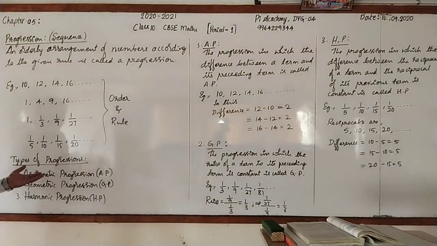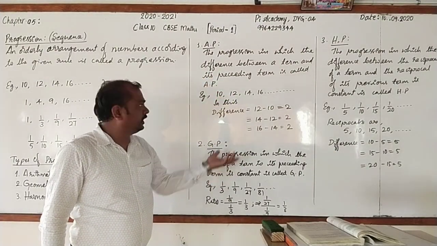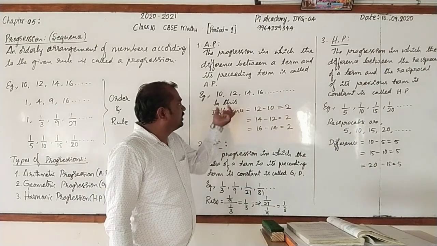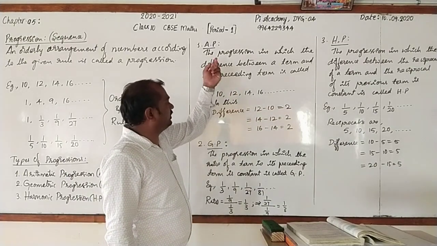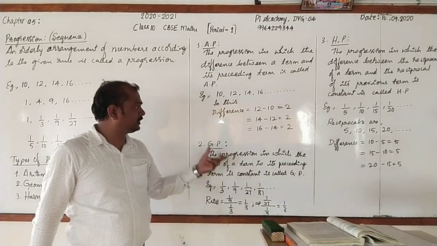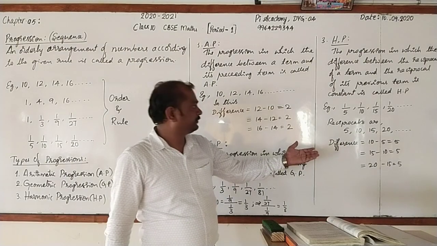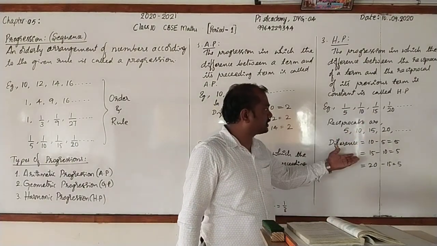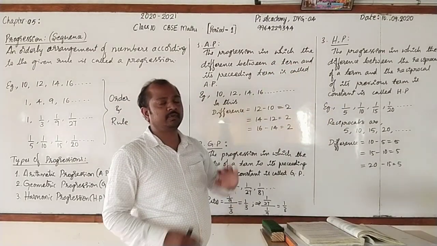Dear students, here I have written the types of progression with their definition and example. And to make you understand, I have just extended this. Means how we get the common difference in case of AP and the common ratio in case of GP, and also that the difference of the reciprocals of the terms is the same. That is in case of HP.